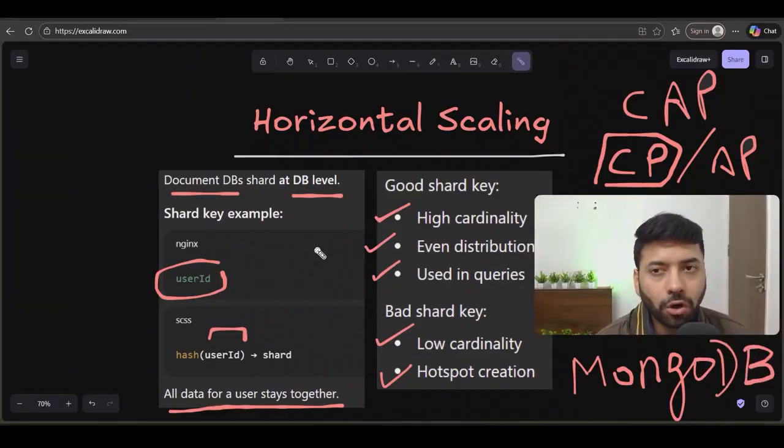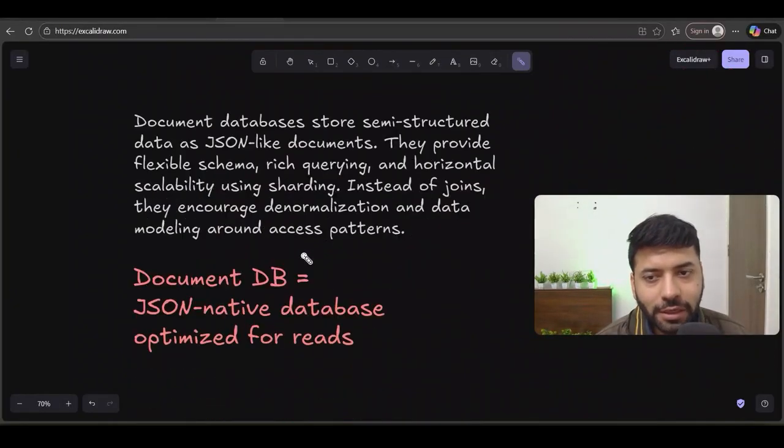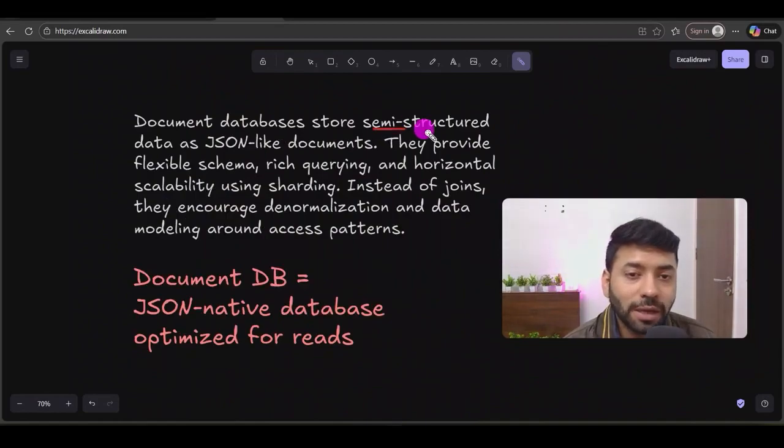If we talk about document database in summary, document database stores semi-structured data as JSON-like documents. So the data unit is document and the format is JSON. Now, document databases provide flexible schema, rich querying and horizontal scalability. Instead of joins, they encourage denormalization and data modeling around access patterns, right?